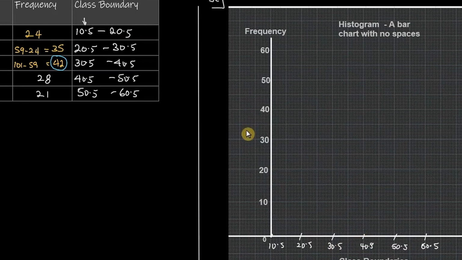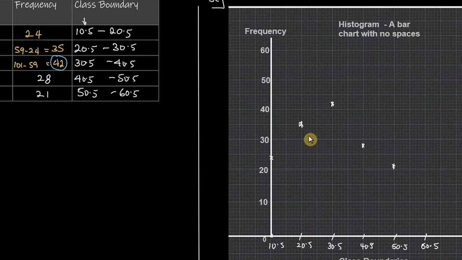So now that we have the lower class boundaries on our histogram, we can plot the height, which is the frequency, using the information given in the frequency column. So 10.5, as you can note, would correspond to 24. So let's look for 24 here. So 10.5, 24 will be here. 20.5 would correspond to 35. 30.5 corresponds to 42. 40.5 corresponds to a frequency of 28. 50.5 would correspond to a frequency of 21.